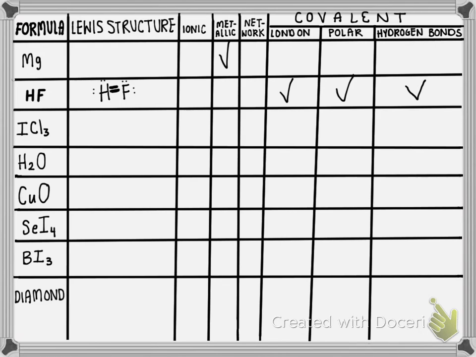The next example is ICl3. Looking at our periodic table, we'll look for I and Cl, and we can see that they're both nonmetals, so we know automatically that it's covalent. And anything that's covalent is automatically London, so we can check that off. There is no H bonded to an F, an O, or an N, so we don't need to worry about hydrogen bonds. But we do need to draw the Lewis dot structure to see if it is polar or nonpolar.